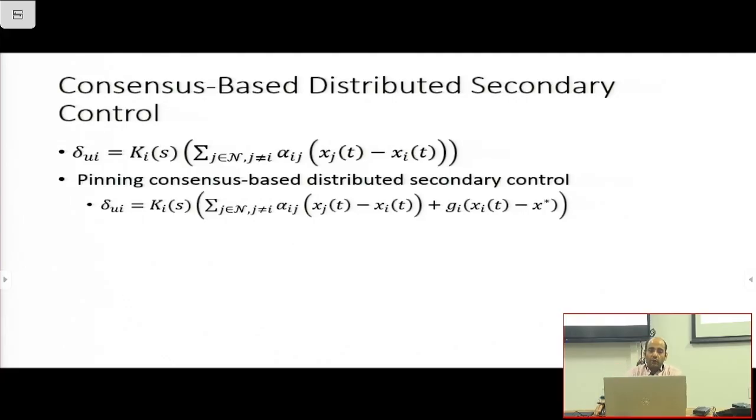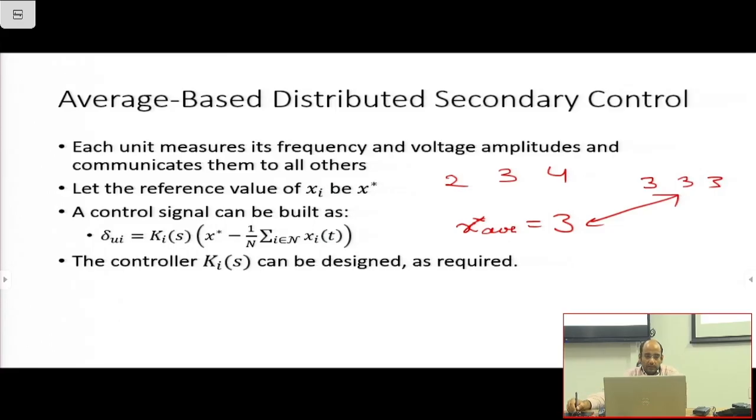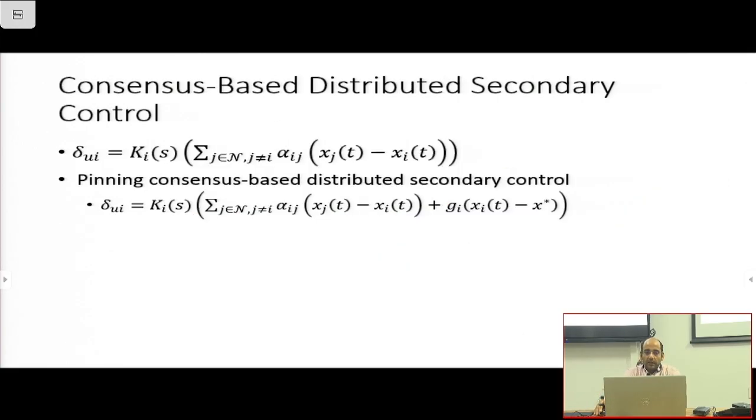So mathematically, how do you write it? Again, this is your output variable, the control variable that you want to achieve. KIS is your controller transfer function like Kp plus Ki by S. The important thing is you are making an error function. Like here, this term is your error. Okay. Similarly, here you make an error function.